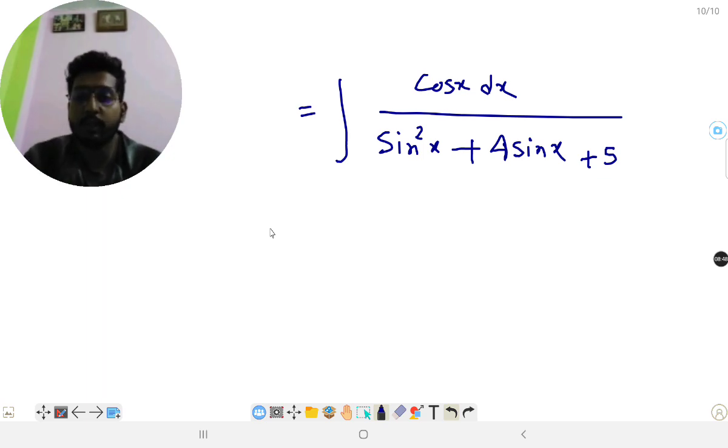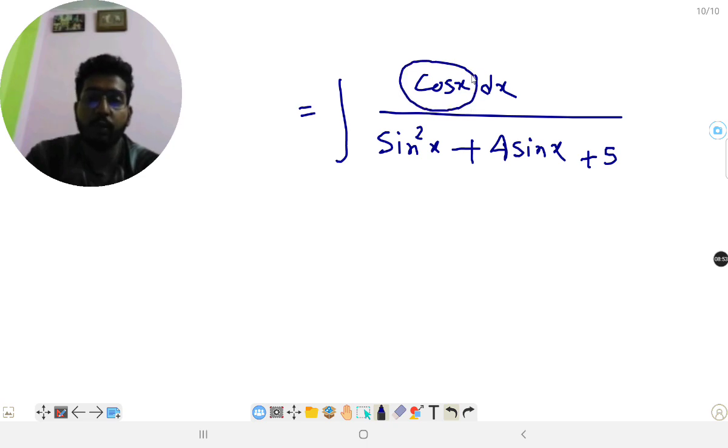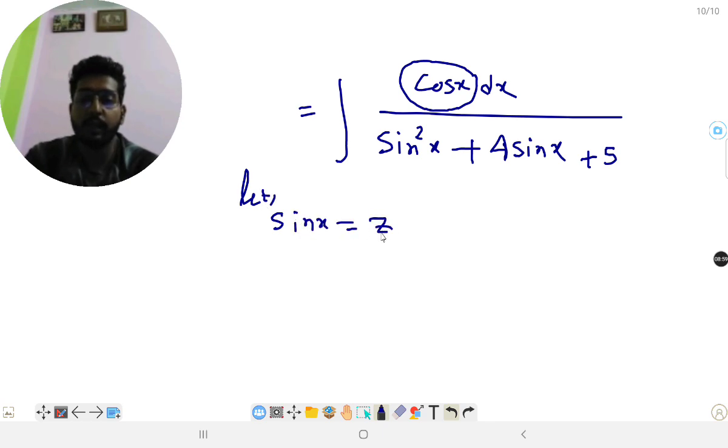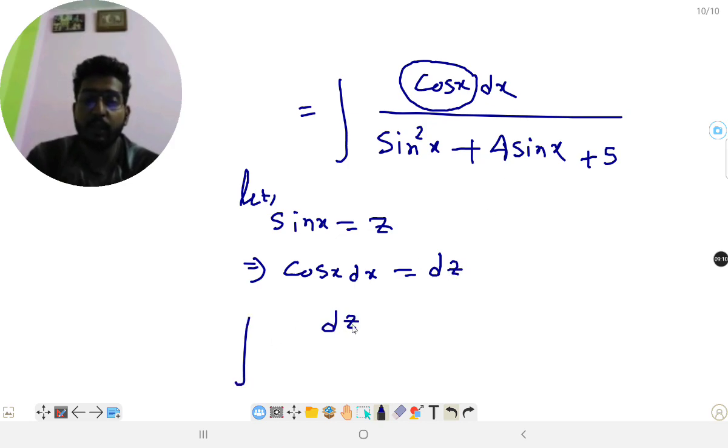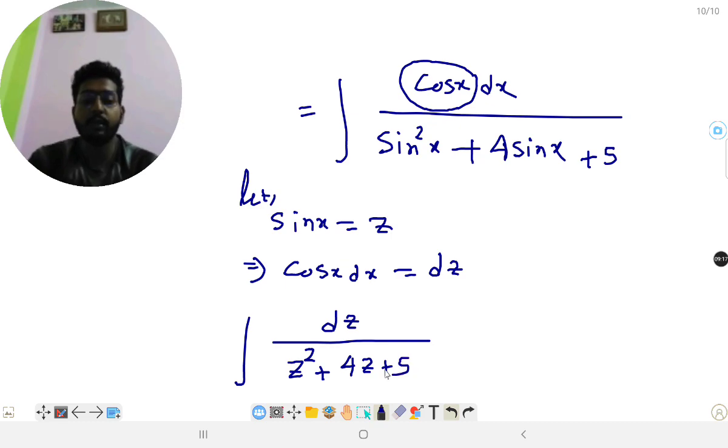Now how to solve this one? Now we have to use substitution here. Cos x is there, and you know the derivative of sin x is cos x, so let sin x equal z. Now the derivative of sin x gives cos x dx equals dz. Now cos x dx means dz, divided by sin x, and sin x means z square plus 4z plus 5, like this. So z square plus 4z plus 5.